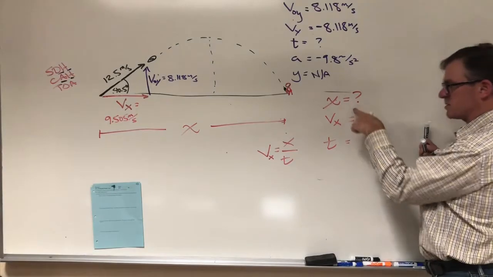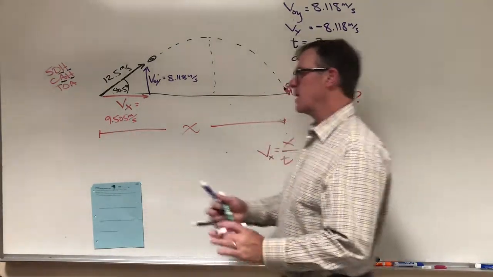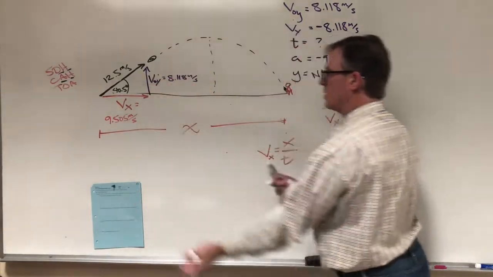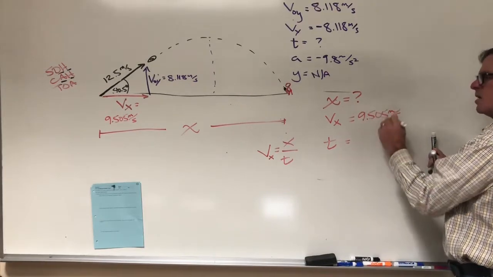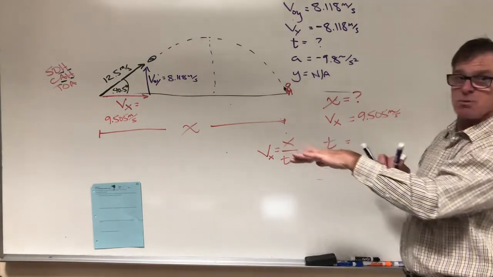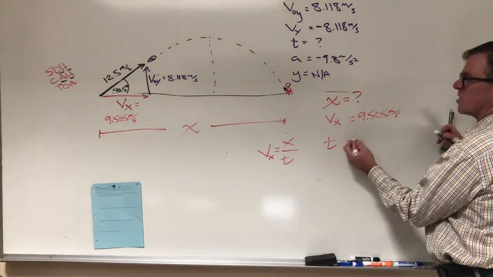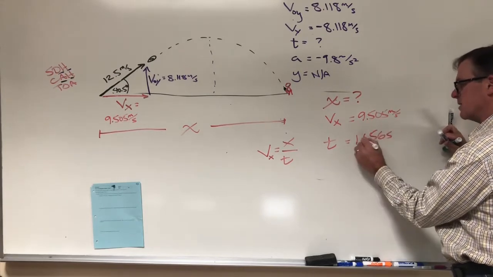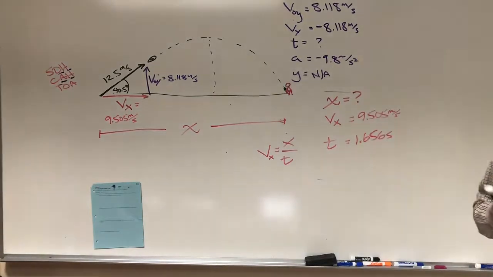Now we want x. Do we know Vx? Yeah, in fact, that's why we had to break the 12.5 in the first place into x and y components. We found that it was 9.505 meters per second. That's how much of the football's velocity was truly sideways. And time, well, fortunately, we just solved for that. We got 1.656 seconds when we made our purple list and used the vertical equation.